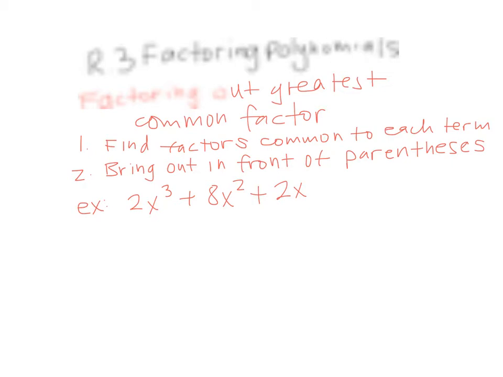If we can do this, the first thing we want to do is find factors that are common to each term. So things that are multiplied in each term that each of the terms have. And then we're going to bring those common factors out in front of parentheses.